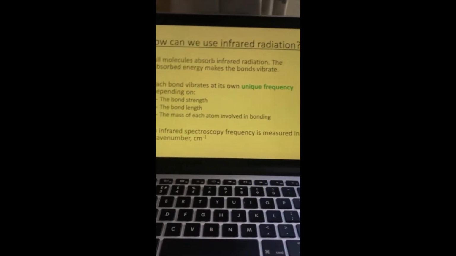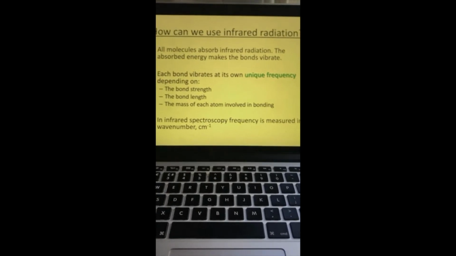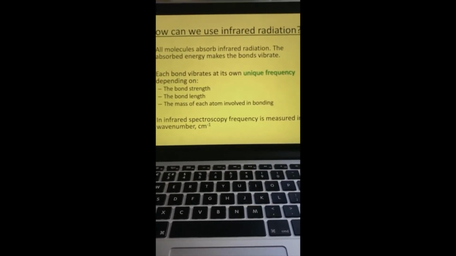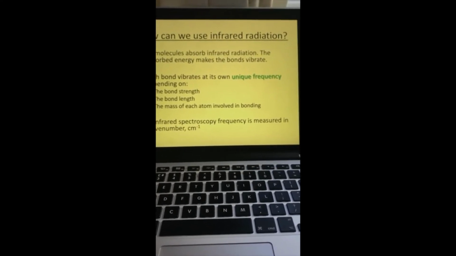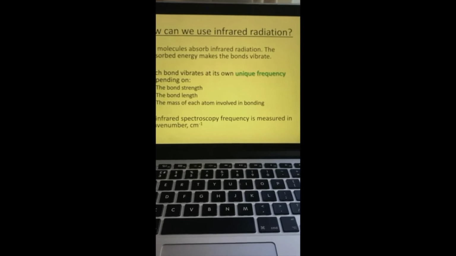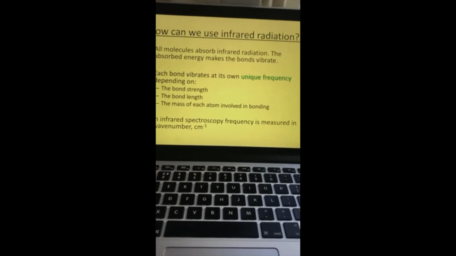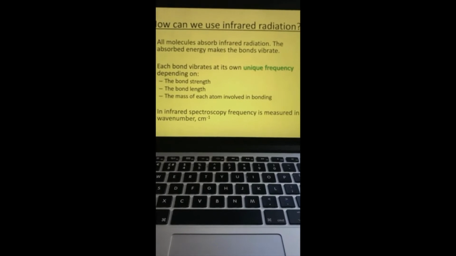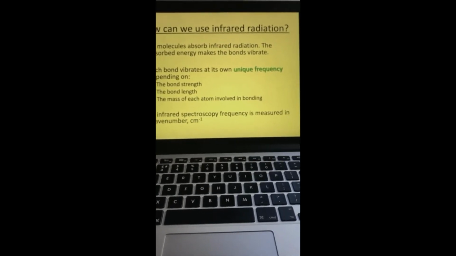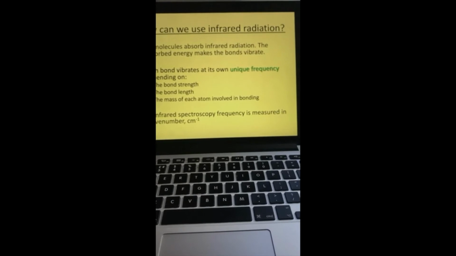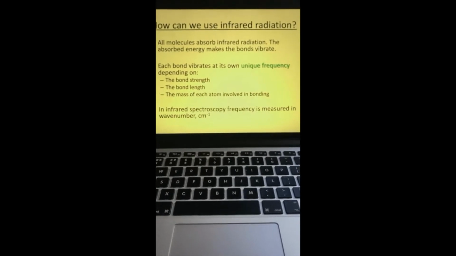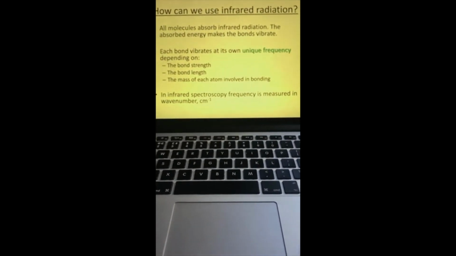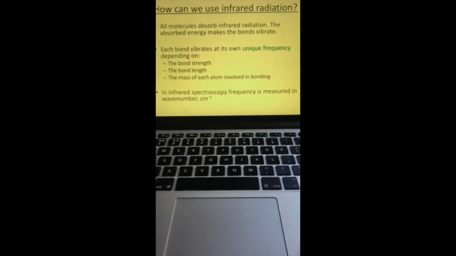The important bit for you to know is that each bond vibrates at its own unique frequency. Like if a lorry goes past your windows and it makes them vibrate, that's because the frequency of the lorry's sound matches your window, and that's what makes it vibrate. So if we've got the correct wavelength coming past a molecule, each individual bond within it will vibrate at its own unique frequency, and that depends on the strength of the bond, the length of the bond, and the mass of the atoms involved in the bonding.